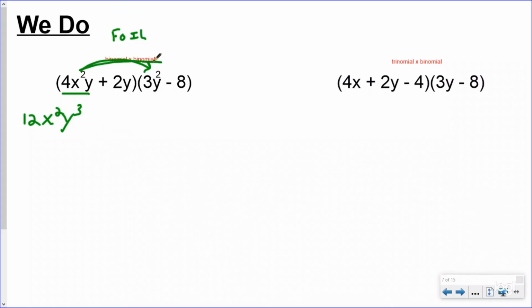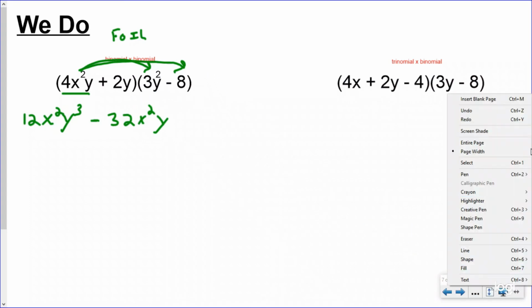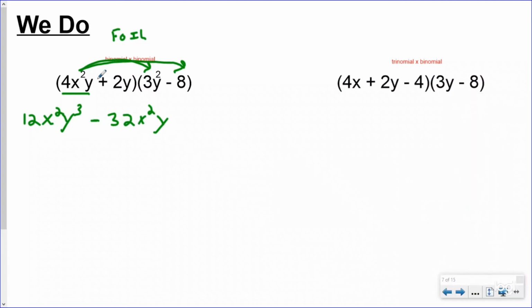All right. Then we're going to multiply that times 8, subtracting. So 4 times 8 is 32. There was no variables here, which means we just leave our variables the same. And so that's going to be 32x squared times y. Now we have to do, we just did the first and last. Now we need to do our inner, sorry, we just did these two.